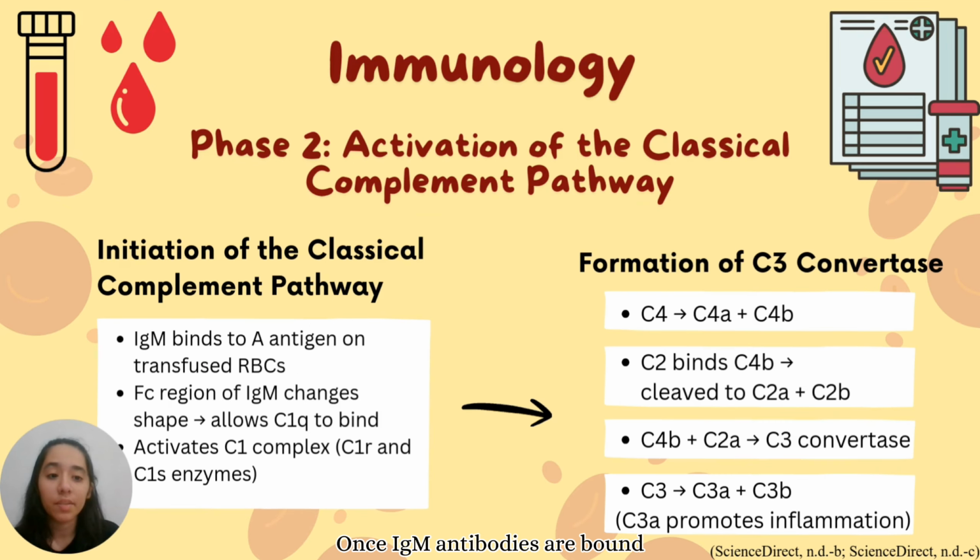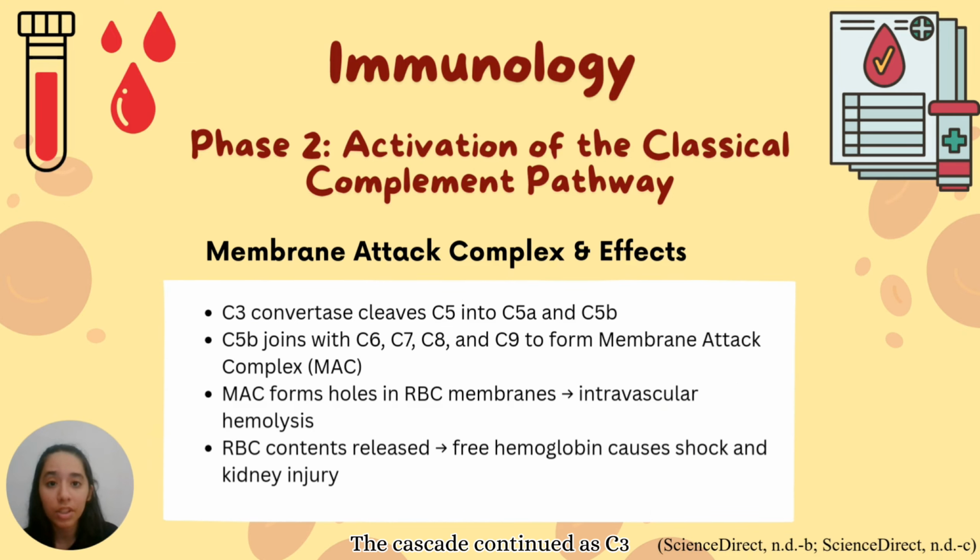His anti-A IgM antibodies immediately bound to the A markers on these transfused RBCs. Once IgM antibodies are bound, its Fc region changes shape, allowing C1q to bind, which activates the C1 complex and triggers the complement cascade, forming C3 convertase. The cascade continued as C3 convertase cleaves C5 into C5a and C5b. C5b then combined with C6, C7, C8, and C9 to form the membrane attack complex, or MAC. This MAC created holes in the transfused RBCs, causing intravascular hemolysis.